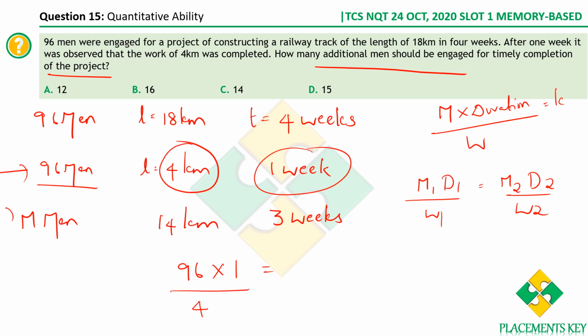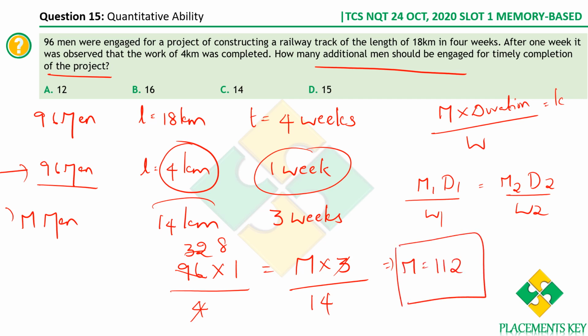Is equal to m2. What is m2? Now we have assumed it to be m into duration 2. We know that only 3 weeks are left, divided by w2. How many more kilometers? 14 more kilometers. So let's simplify this. 3 ones are 3, 3 3s are 9, 3 2s are 6, and then 4 ones are 4, 4 8s are 32. So you get the value of m as 14 into 8, that is 112.